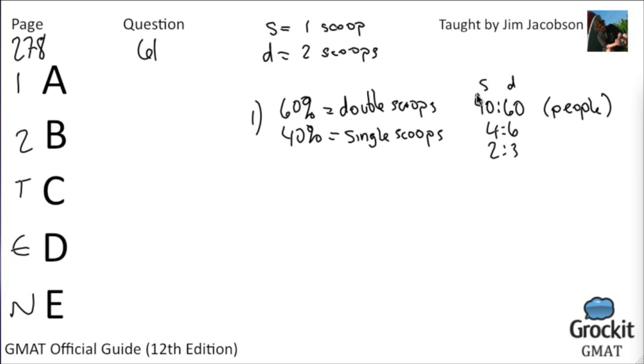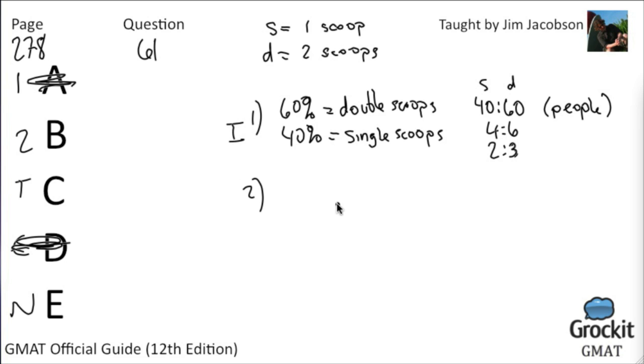Now we've been given the ratio of people, but we need to know how many guests were actually served a double scoop of ice cream. So even though we were able to figure out this useful information, it's not going to be sufficient. So it's not A and it's not D. Let's take a look at statement 2.